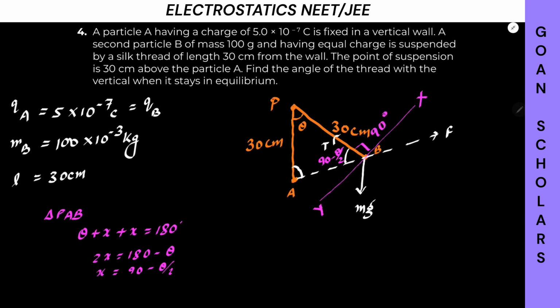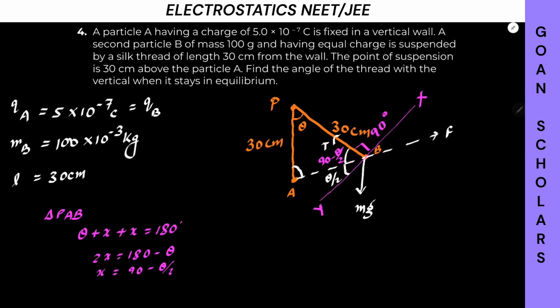We can imagine such a line, because we will get a line in such a way that PB will be perpendicular to that line. So XY, PB is perpendicular, so that is 90. Now if that is 90 and this is 90 minus theta by 2, what can you say about this angle? Obviously, this will be theta by 2. This angle will be theta by 2.